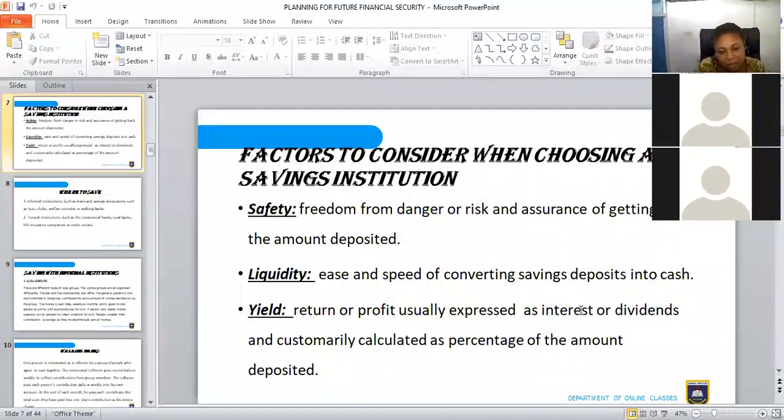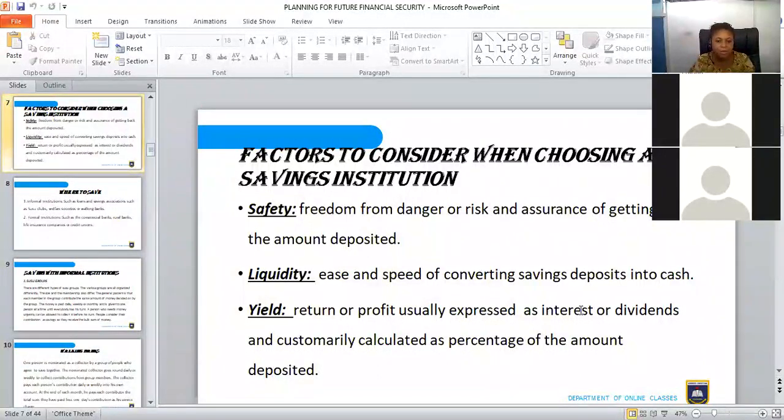Then another factor you need to consider is liquidity. When we talk about liquidity, it is the ease and speed of converting savings deposits into cash. So this company that I'm going to save my money in, will I be able to get my money anytime I request for it? That is another critical question you need to ask when you are selecting a savings institution. That is liquidity, or they'll keep tossing you, come today, come tomorrow, and you just be wasting transportation here and there.